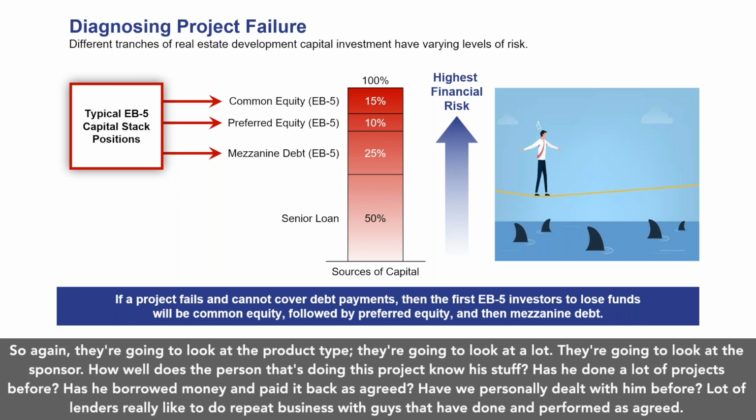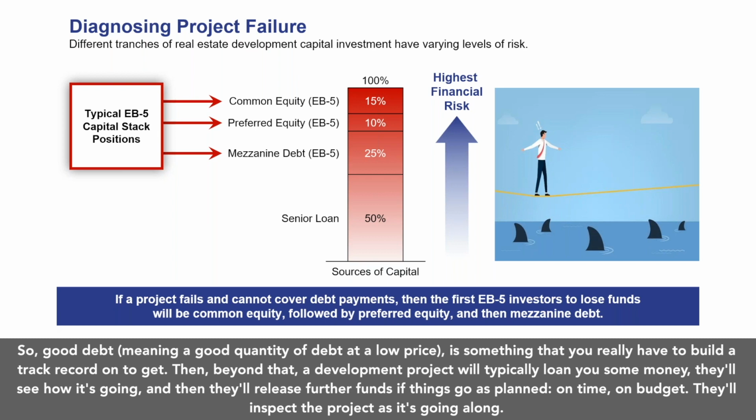So again, they're going to look at the product type. They're going to look at a lot. They're going to look at the sponsor. How well does this person that's doing this project know his stuff? Has he done a lot of projects before? Has he borrowed money and paid it back as agreed? Have we personally dealt with him before? A lot of lenders really like to do repeat business with guys that have done and performed as agreed. So to get good debt, meaning a good quantity of debt at a low price, is something that you really have to build a track record on to get.